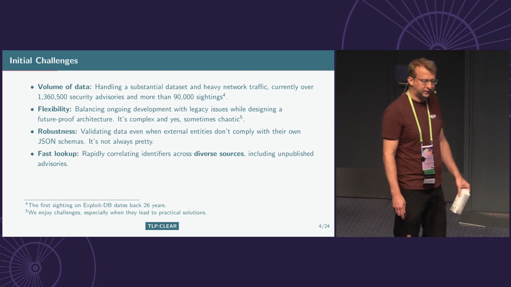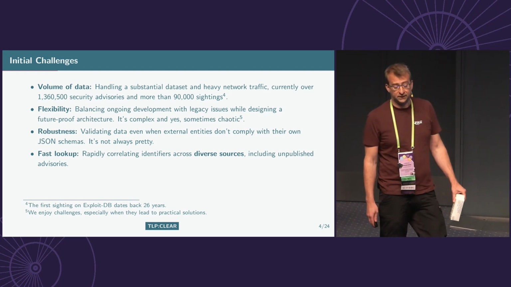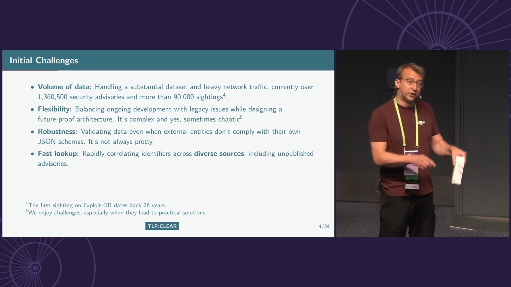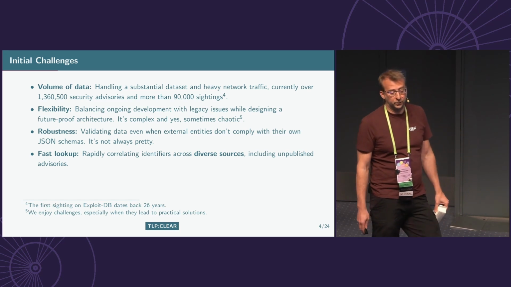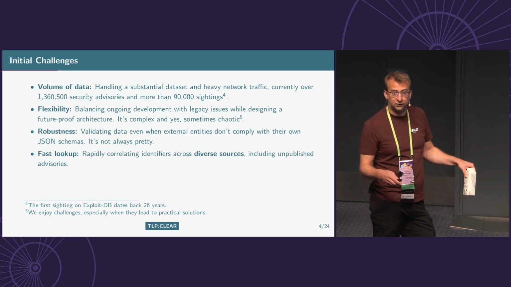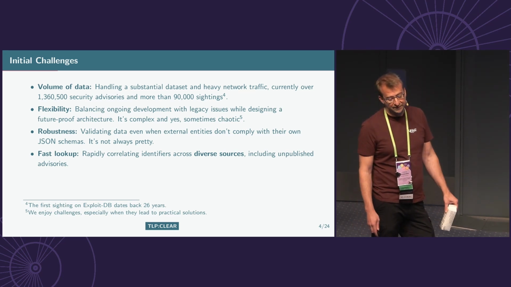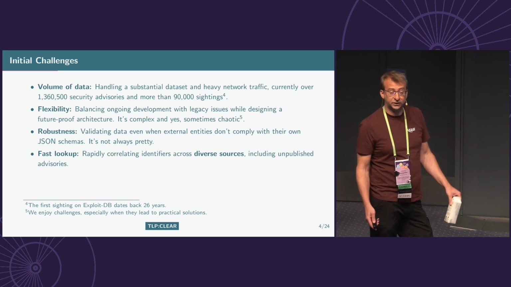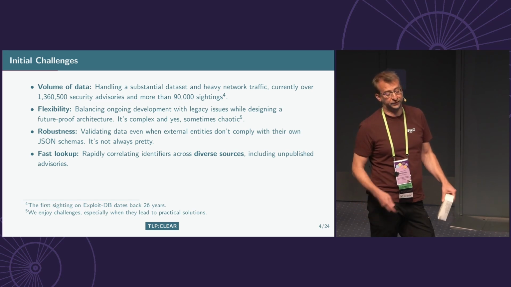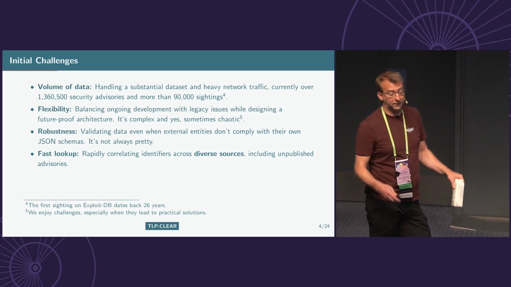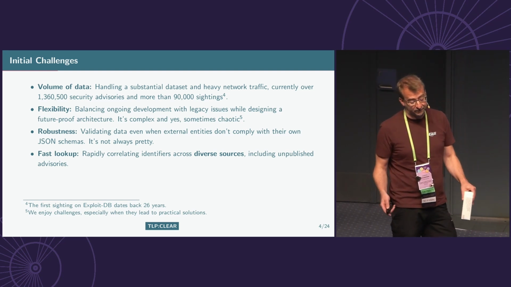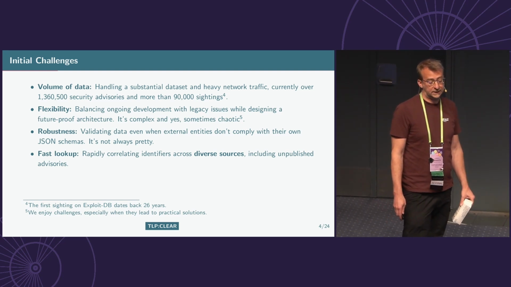So what was the initial challenge? It's the volume of data. If you look at the different vulnerability data sets nowadays, and it's just the tip of the iceberg, you have more than 1 million security advisories. We are currently collecting close to 100,000 sightings. And we wanted something super flexible because the world is changing. We might have new sources, new vulnerabilities, complex ones. It's sometimes very chaotic. You might have vendors providing different formats, and it's maybe very difficult to handle those.